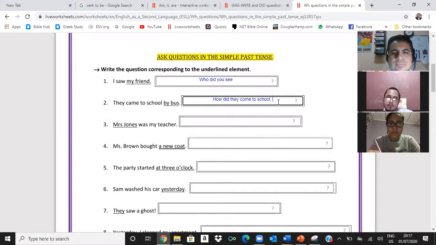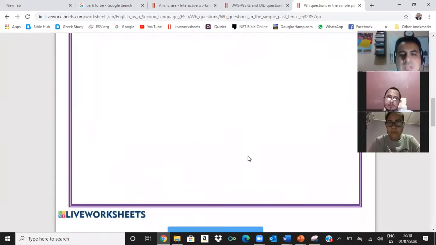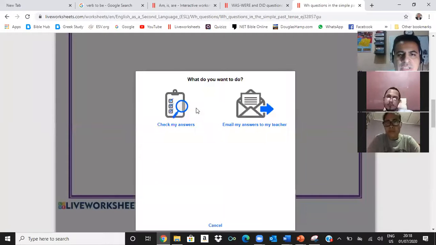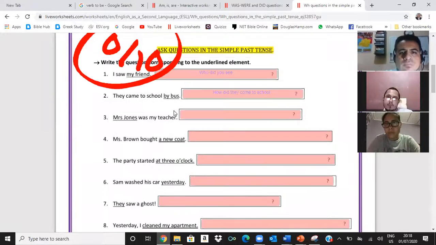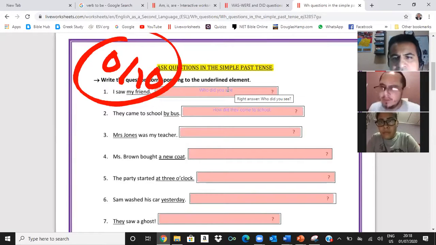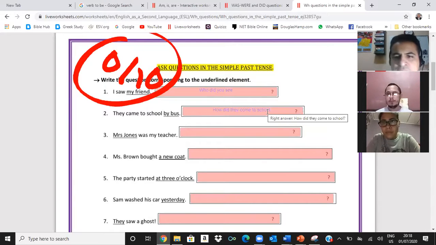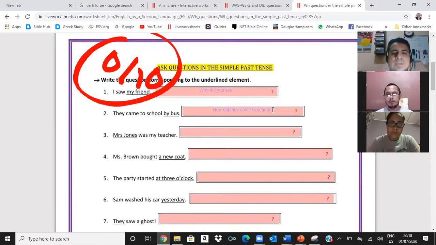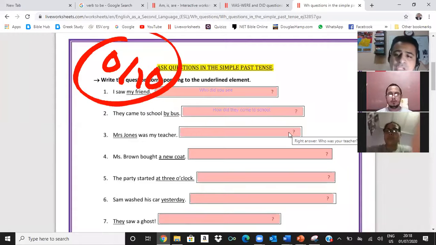Do you see? Yes. Okay, very good. Now, solo quiero revisar una cosa, porque creo que está usando WH and the verb to be. Let me see. Entonces, who did you see? Ah, es que no le puse el signo de interrogación al final, pero le escribí como está ahí. Who did you see? No puse el signo de interrogación. How did they come to school? It's correct. All right, but that's the correct answer. So this one you're using WH plus did.